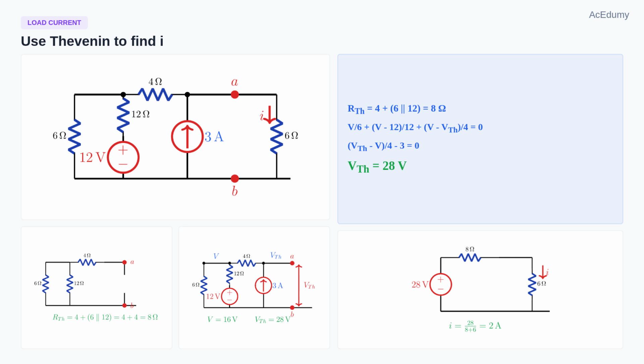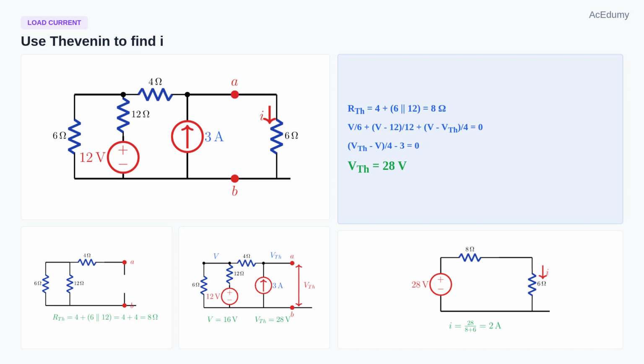The second source page uses the same idea to find the current through a 6-ohm load. After removing the load, the resistance seen from A and B is 4 ohms in series with 6 ohms parallel 12 ohms. The parallel part is 4 ohms, so R Thevenin is 8 ohms.